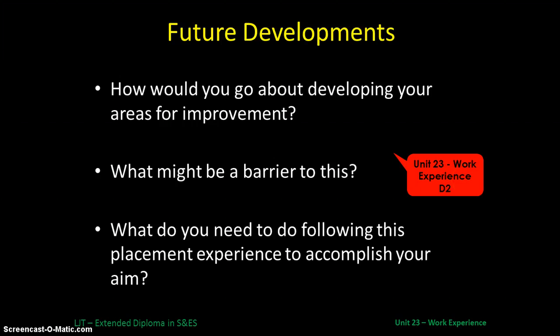The distinction element of this assignment then looks at how you will improve those areas you've identified as being a problem or a weakness, or something that you need to work on. These need to be very specific, so you can't just say I need to work on my communication. You'd need to give some specific strategies in what you would do in order to improve each of the weaknesses you've identified. So how would you go about developing your areas for improvement?